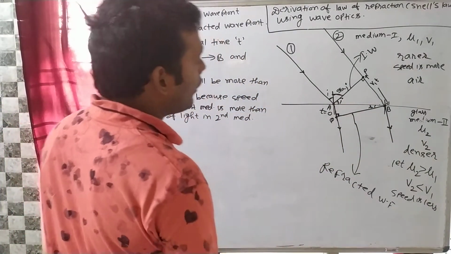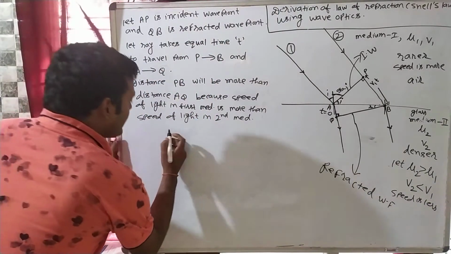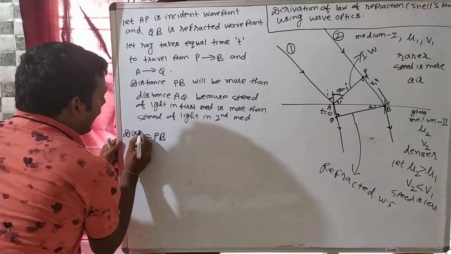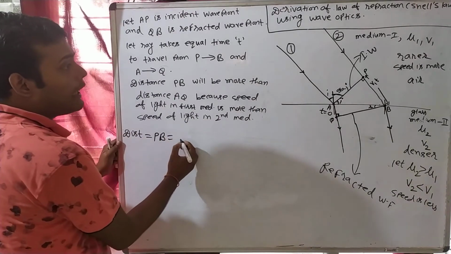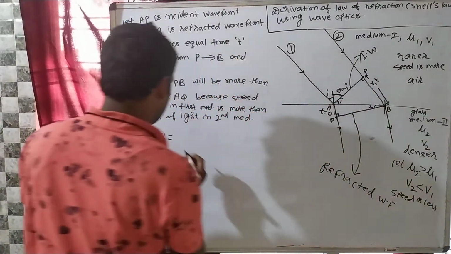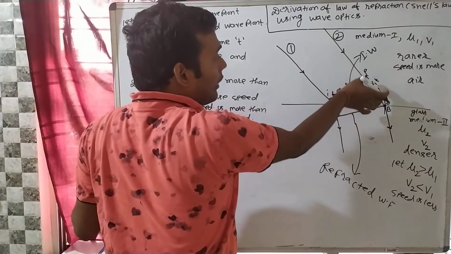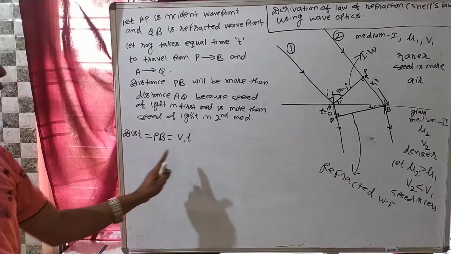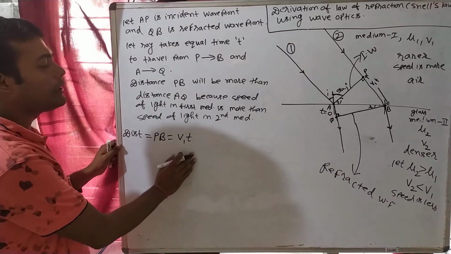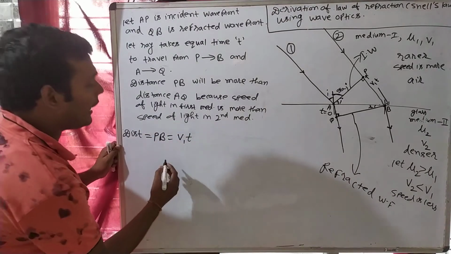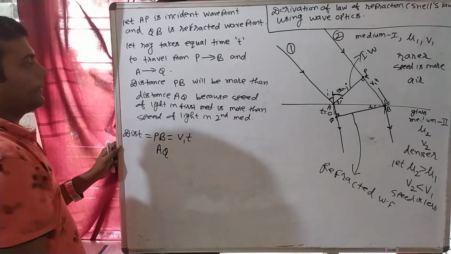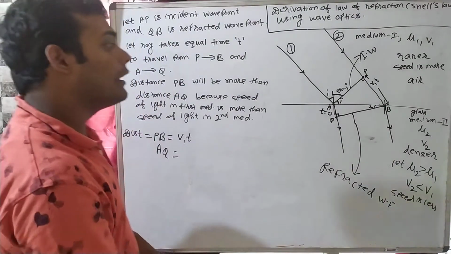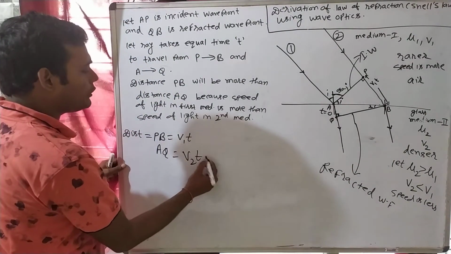Clear? Okay, what will be PB distance? PB is actually a distance, and we know distance is equal to speed into time. What is the speed here? The speed of light is v1, and how much time am I given? When the light goes from P to B, I am given t time. So distance is equal to speed into time. So can we write that PB is equal to v1 into t? So what will be AQ? Here the speed of light is v2, and the same time I am giving, so this will be v2 into t.